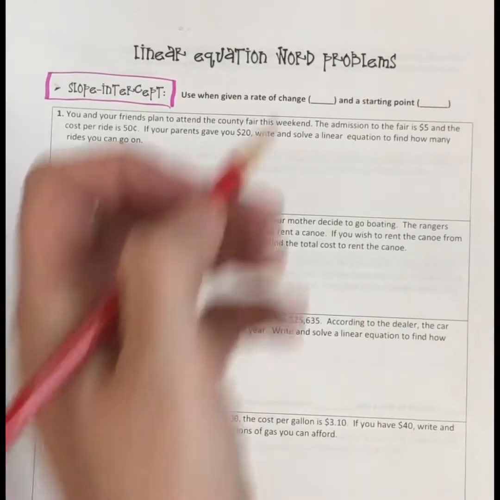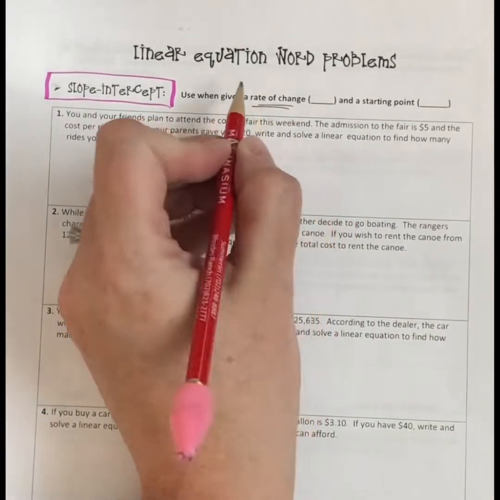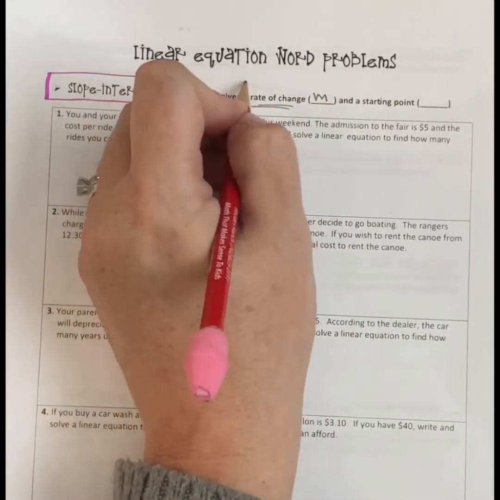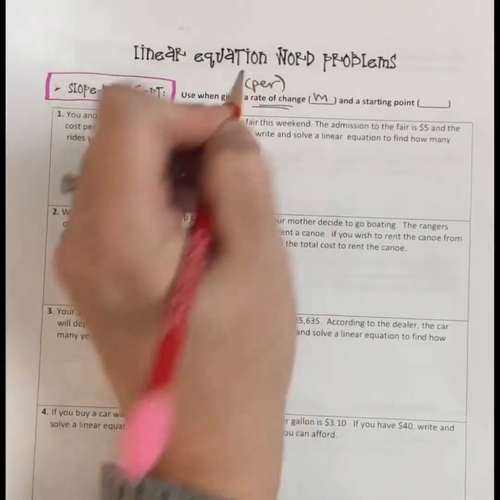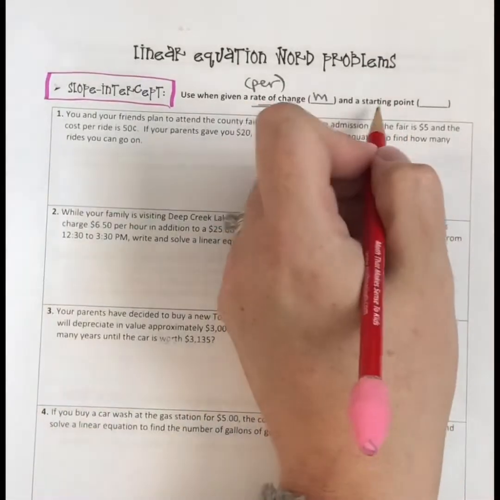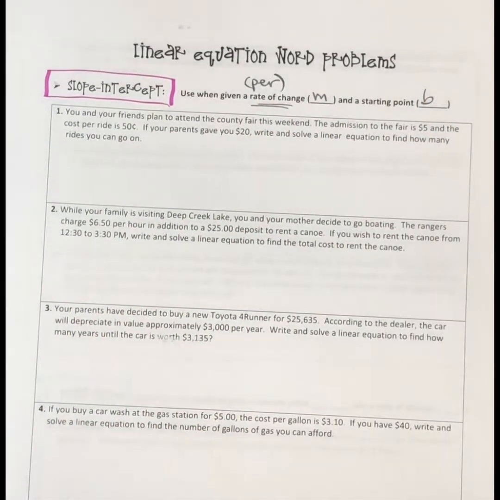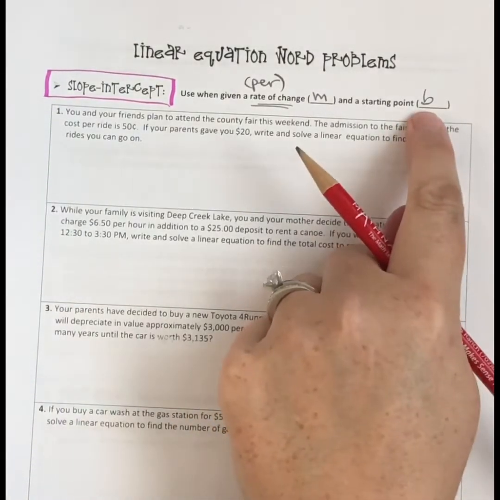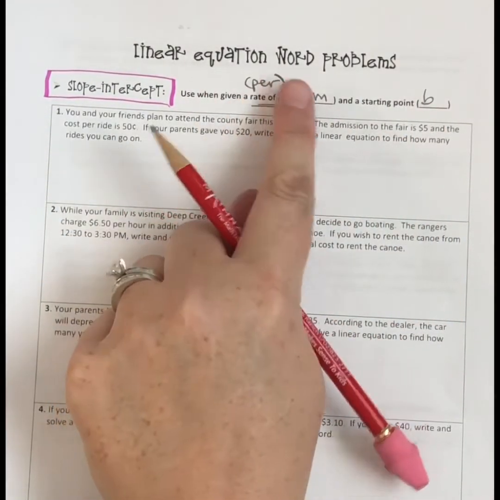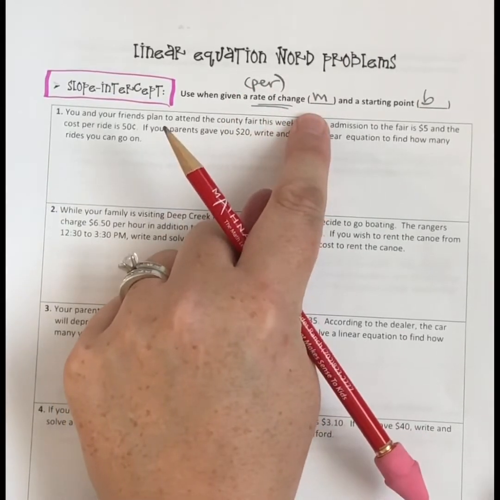So first of all, when you're given a rate of change, which is your slope or your m, the key word you're looking for is the per. And the starting point is your b. A starting point could be your base fee. Like if you're renting a moving truck, there's a base fee and then you have a miles per hour. The base fee is your b, and the miles per hour is going to be your slope.